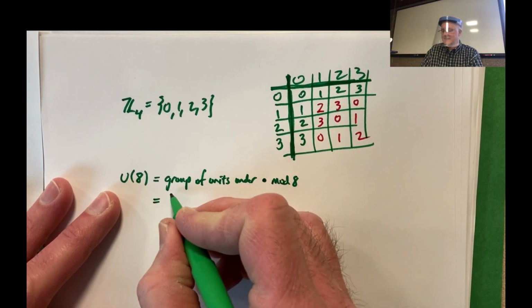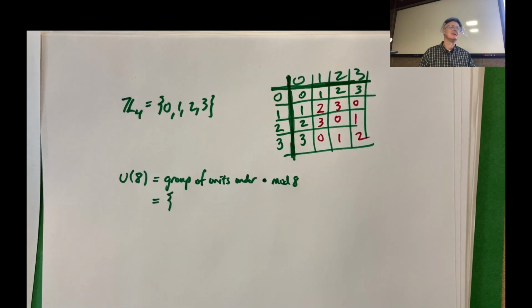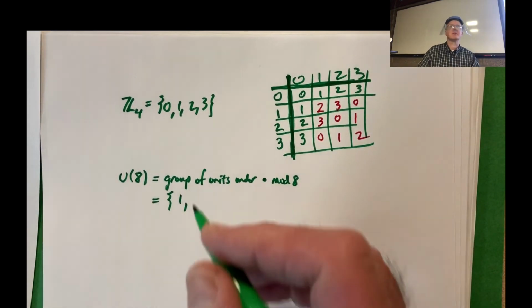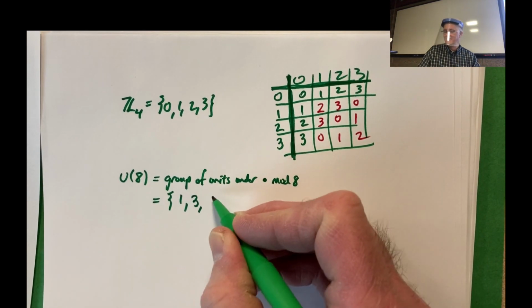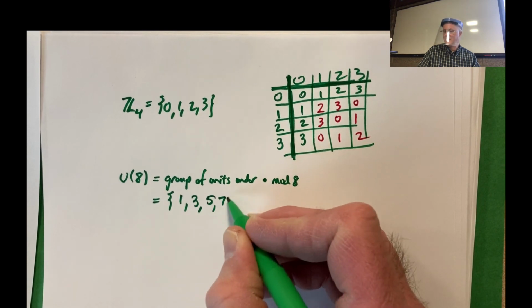What does it consist of as a set? As a set, it's the collection of positive integers less than 8 and relatively prime to 8. Now 8's not a prime, but there are numbers less than 8 that are relatively prime to 8. 1, for example. What's another example of a number less than 8 but positive that's still relatively prime to 8? 3. 5 and 7, which are all primes.